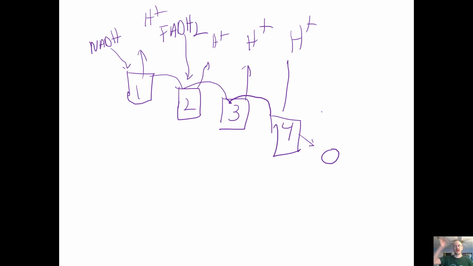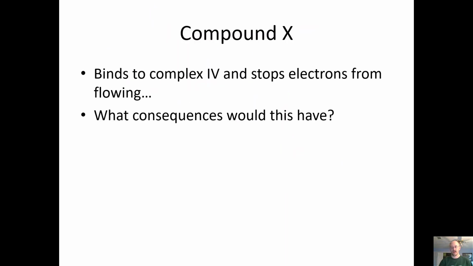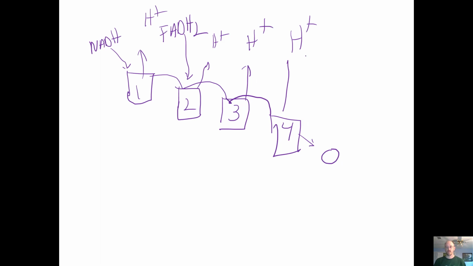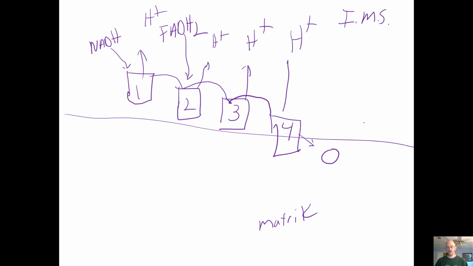So we have hydrogen ions in high concentration out here, which is the intermembrane space. I'm just going to put intermembrane space, IMS. And down here is the matrix. So there's actually a membrane right here that all these things are stuck in. Now, there is one more thing here, and that is this tunnel right here. I'll draw it like that. This is ATP synthase.